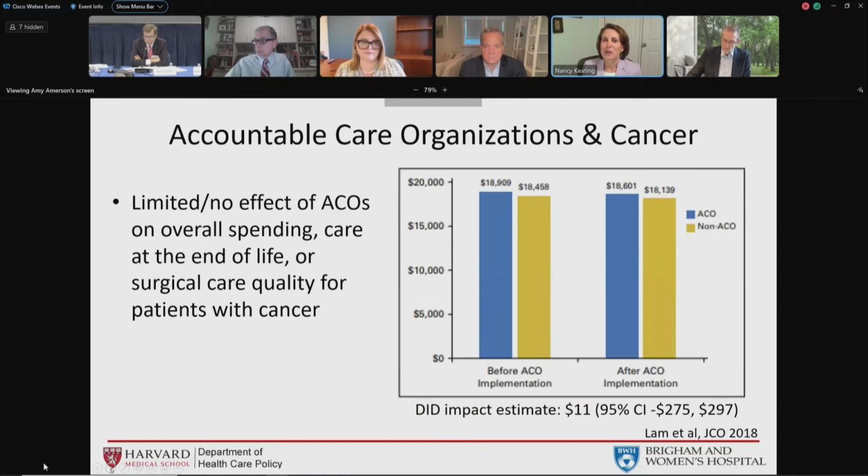This is one example. This study used a difference-in-differences analysis to compare care in practices before and after they joined ACOs, compared with other practices that were not in ACOs, and found no difference in care for cancer patients, with a definitive impact estimate of $11.